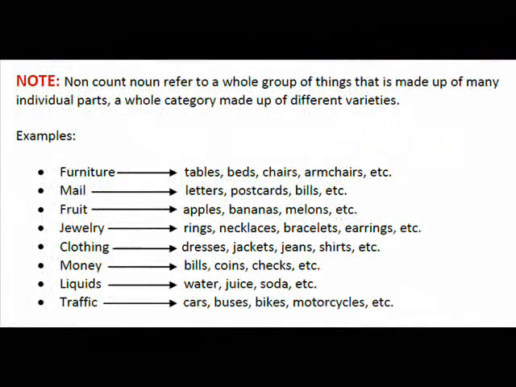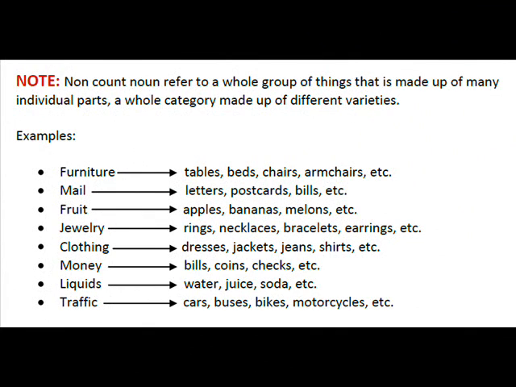Note: non-count nouns refer to a whole group of things that is made up of many individual parts, a whole category made up of different varieties. Examples: furniture, tables, beds, chairs, armchairs. Mail, letters, postcards, bills. Fruit, apples, bananas, melons.